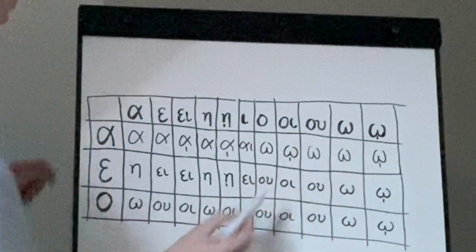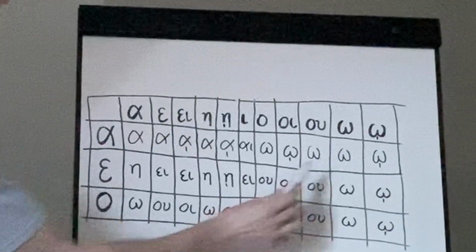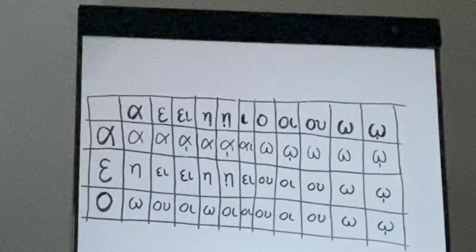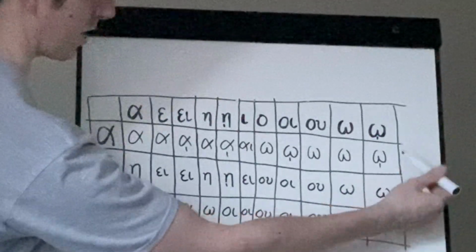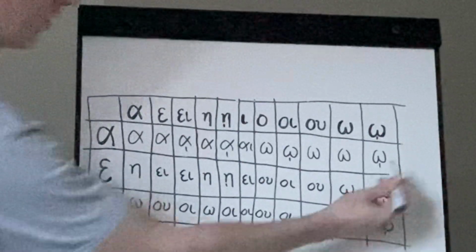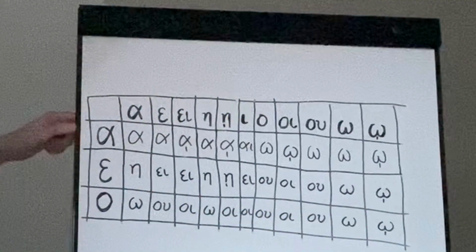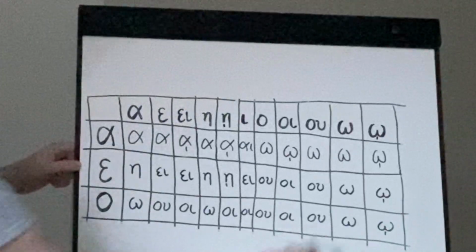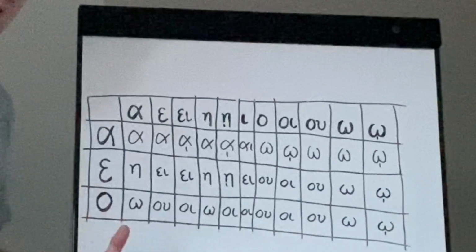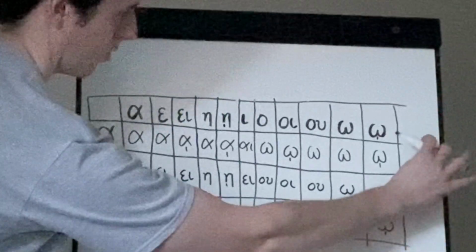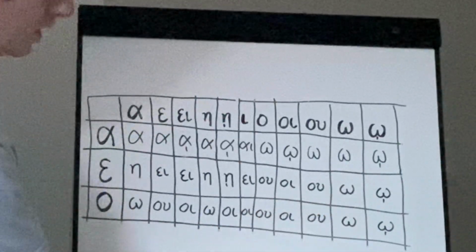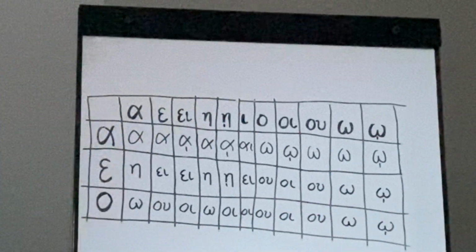So omega, when added to anything else, creates omega. Omega basically replaces the contract vowel that it's added to. And likewise, omega with iota subscript, when added to anything else, totally replaces it with omega with iota subscript. So alpha plus omega is omega, epsilon plus omega is omega, omicron plus omega is omega, and this kind of dominance of omega is also seen with omega with iota subscript, because when you add that to a contract vowel, it too just replaces the contract vowel.